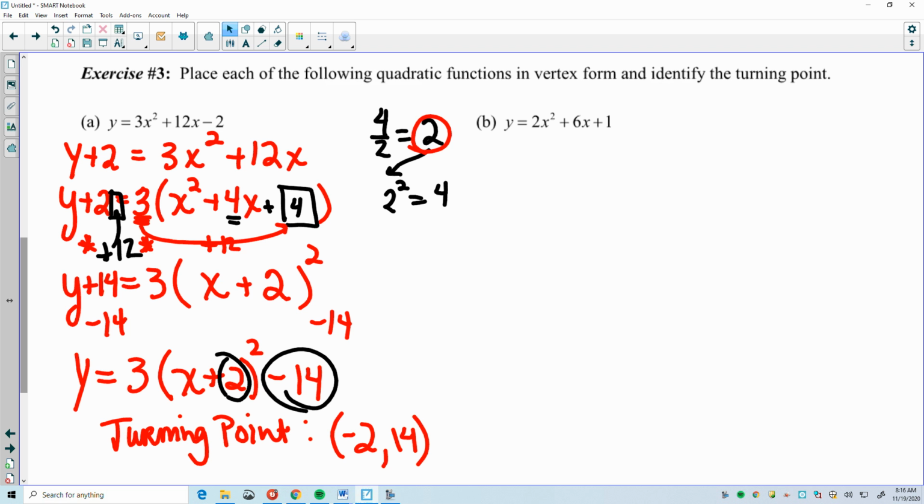Okay, let's try this again. Same idea, we're going to be careful with that coefficient out in front. Step number 1, we want to move our constant to the front. So I'm going to subtract that over.